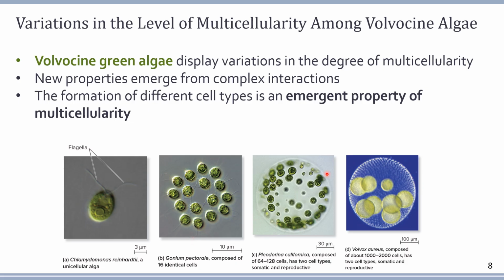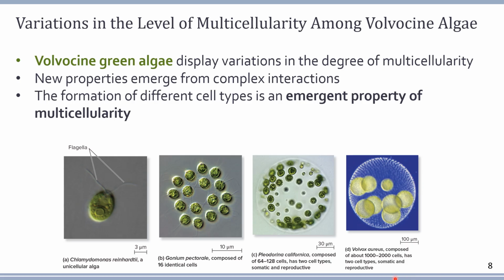Next, we have a slightly larger group of organisms that are very similar, but also have two distinctive cell types. They have somatic and they have reproductive. So our somatic cells are our non-reproductive. These are the ones that are basically pulling in the food, processing it, and interacting with the environment. And then we've got this Volvox aureus.